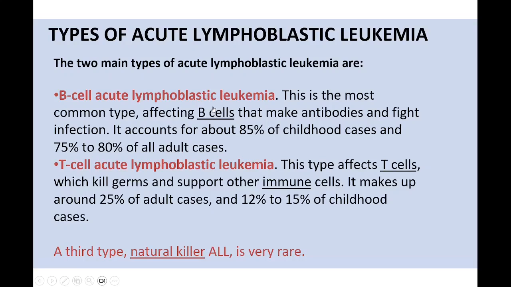B-cell acute lymphoblastic leukemia affects B-cells that make antibodies and fight infection. It's almost 85% of children's cases and 75% to 80% of all adult cases. Then T-cell acute lymphoblastic leukemia affects T cells, which kill germs and support other immune cells. It makes up around 25% of adult cases and 12 to 15% of childhood cases. A third type, which is very rare, is natural killer ALL.